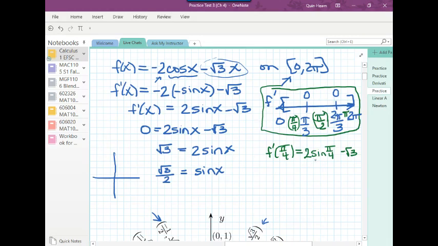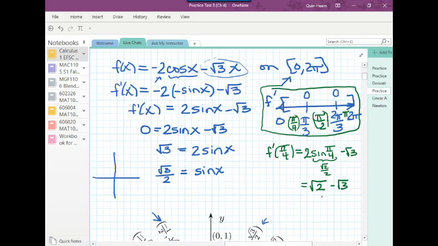Okay, so 2 times the sine of the pi over 4. Well, sine of pi over 4 is root 2 over 2. If you double that, you just get root 2. So that's going to be the square root of 2 minus the square root of 3. Now, without even looking at a calculator, what do you think the sign of this would be? Would it be positive or would it be negative?